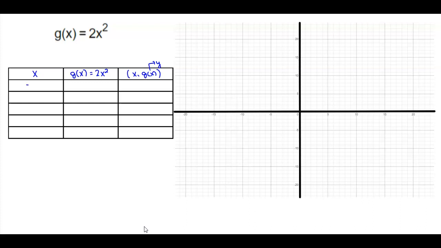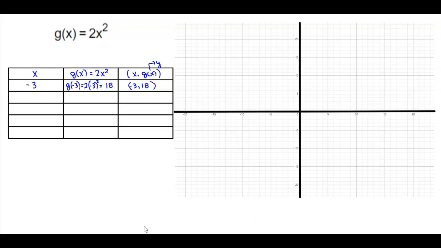So let's go ahead and pick -3. Let's see what happens when we pick -3. If we plug -3 in for x, we have g of -3, which is 2 times -3 squared. Well, -3 squared is positive 9, and times 2 is going to give us positive 18. So therefore, this ordered pair is -3, comma 18.